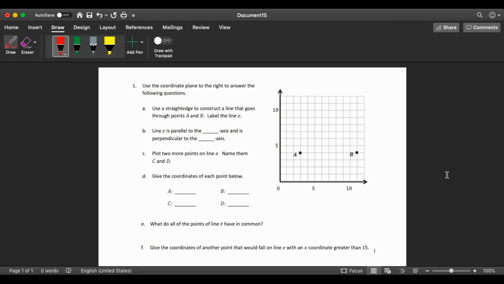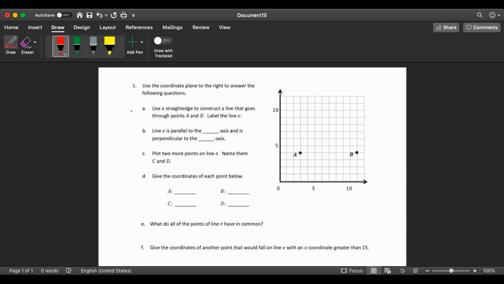All right, this is Module 6, Lesson 5, Part 1. So I am on page 21 in your book. I'd like you to please follow along as I complete this page and help you through it. You need a pencil and a straight edge. All right, so we're going to use the coordinate plane that they've given right here to answer the questions.